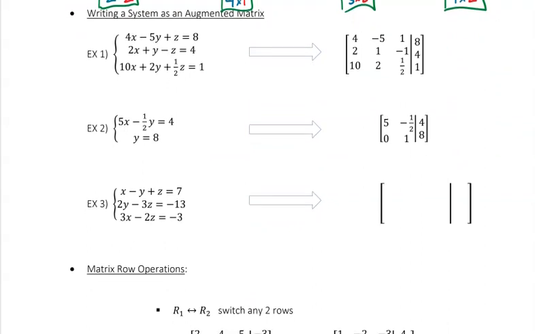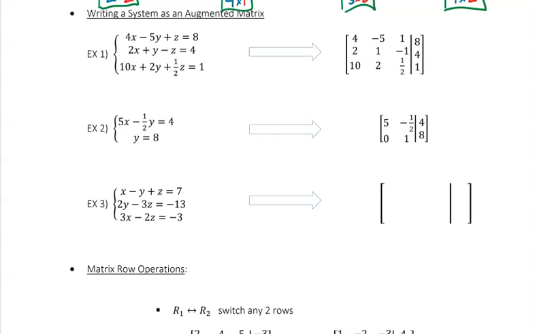Next up is writing a system as an augmented matrix. This is going to lead into what we'll be doing in the next set of notes, where we're going to be trying to solve systems using a matrix. We've already learned a couple ways to solve a system; this is going to be another way. An augmented matrix is just the system without the variables and without the equals. That's essentially all it is.